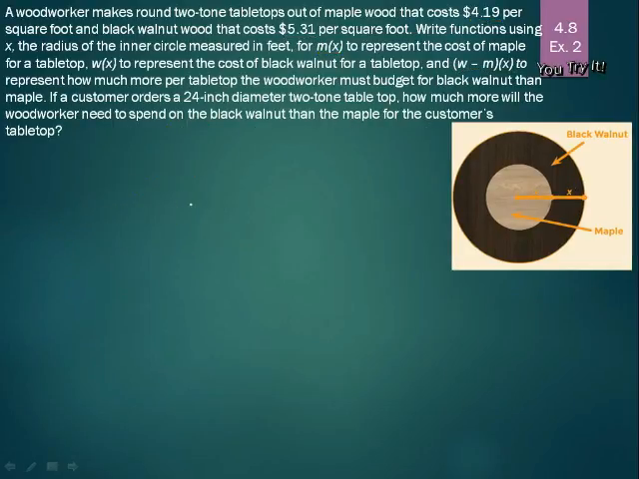Okay, so now let's go ahead and answer their question about the customer who orders a 24-inch diameter two-tone tabletop. So 24-inch diameter, to go ahead and find in our equation, I'm just going to copy down the w minus m of x equation. Okay, so the 24-inch diameter, we need to be able to put that somewhere in our equation. And we know that x is the radius of the inner circle measured in feet.